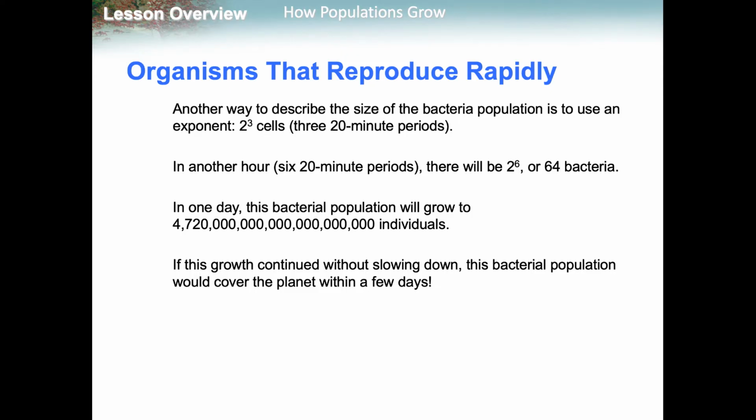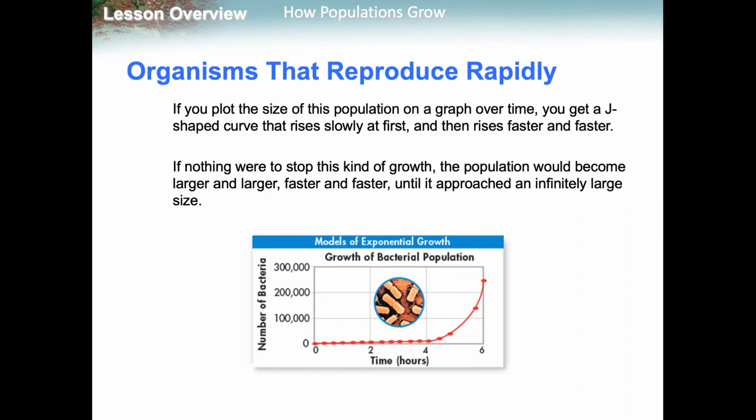So this is an organism that reproduces fast. And this curve right here is called a J curve. So that's usually how you know you have exponential growth, when you have that J curve, because it's going to increase, increase, increase, and keep going up. So as the population got bigger, it started getting a lot faster.